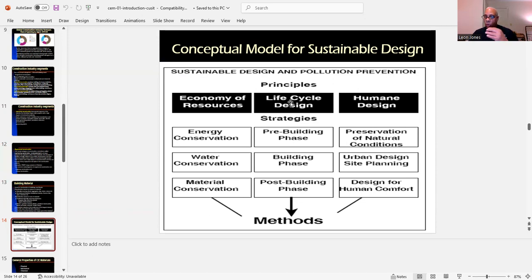Then we get into low cost or life cycle designs. We have a strategy. So we have a pre-building phase, a building phase, and a post-building phase. Then we get into humane design, preservation of natural conditions, urban design, site planning, and we design for human comfort. And there are methods.